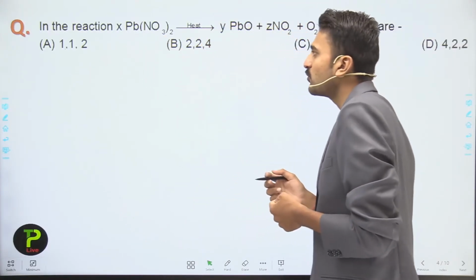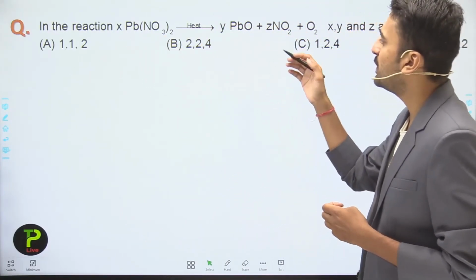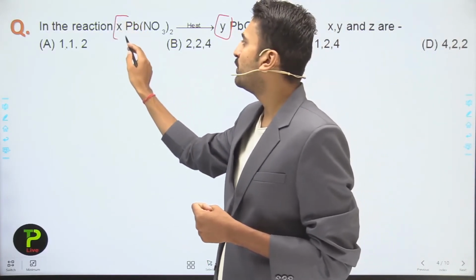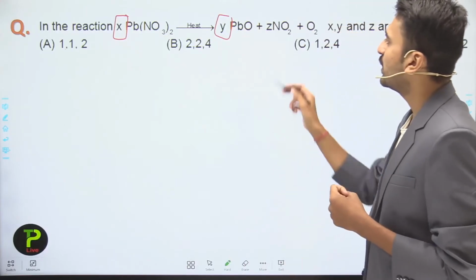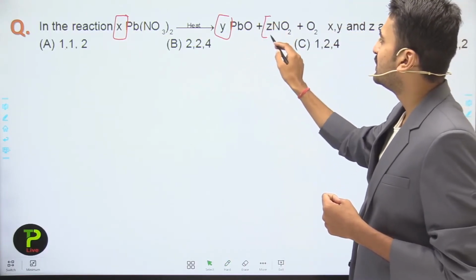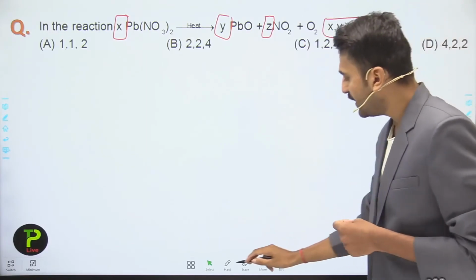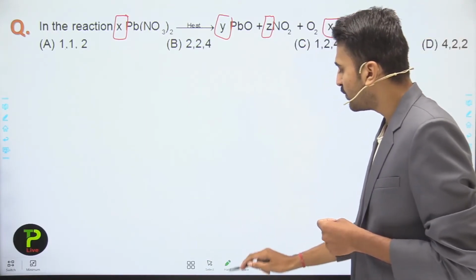X Pb(NO3)2. When you heat it, it forms PbO, and the coefficient of PbO is Y, while the coefficient of Pb(NO3)2 is X. You get Y PbO plus Z NO2 plus O2, and you have to identify X, Y and Z in this particular reaction.